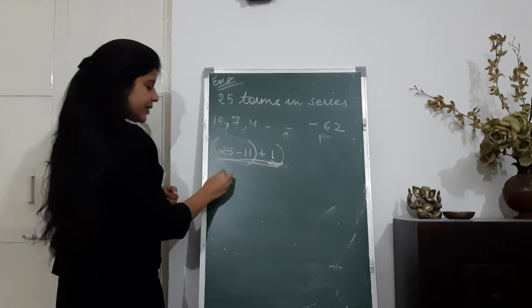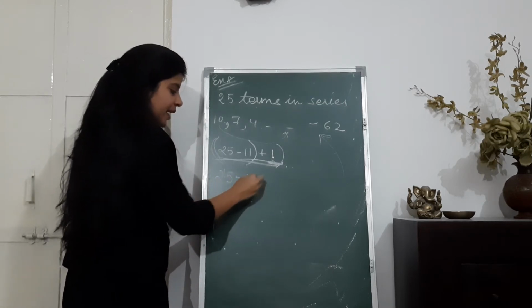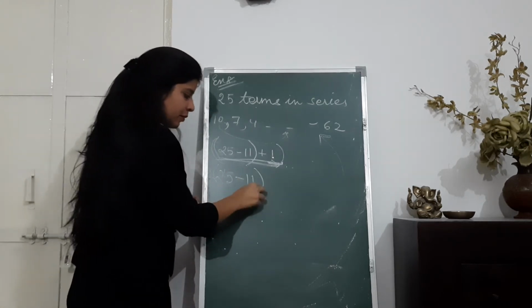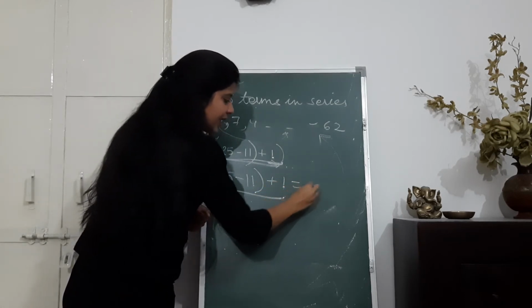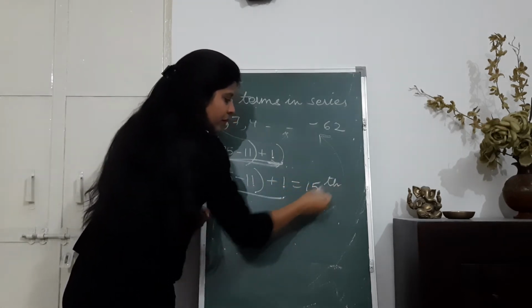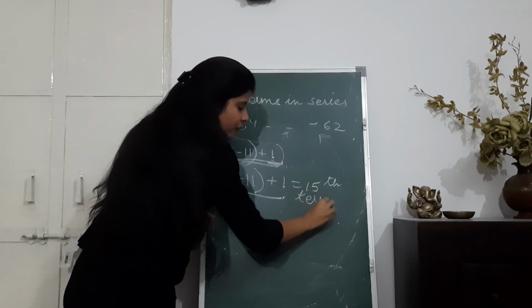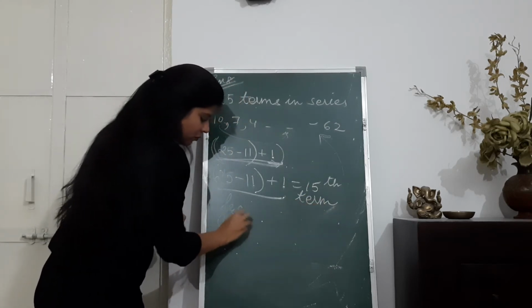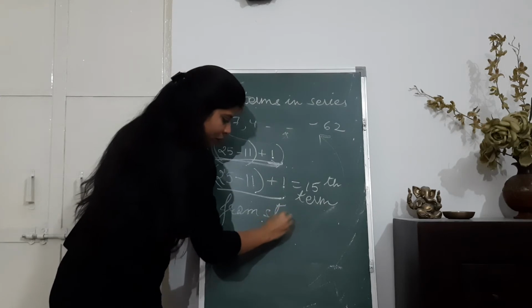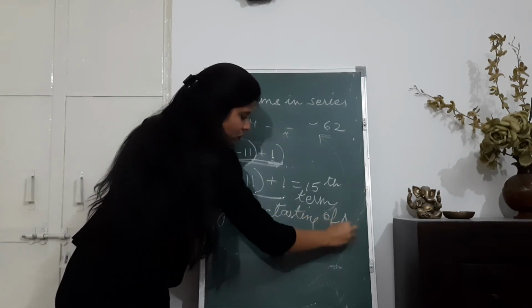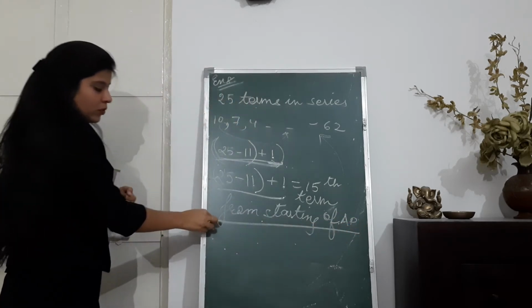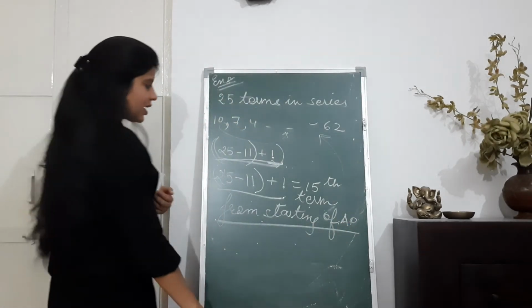So basically this is 25 minus 11 plus 1, which is nothing but the 15th term from the starting of the AP. So now, what is the 15th term from the starting of the AP?